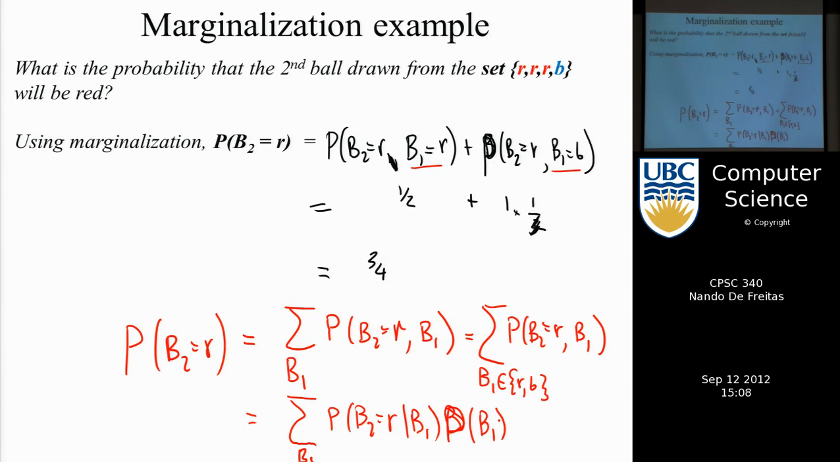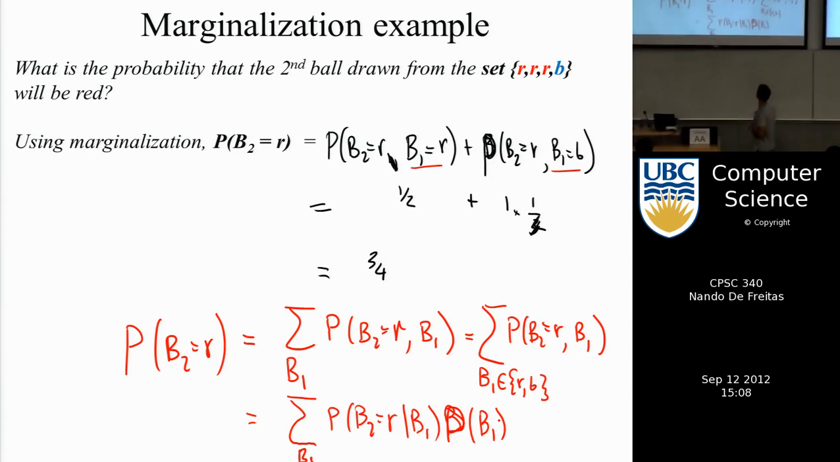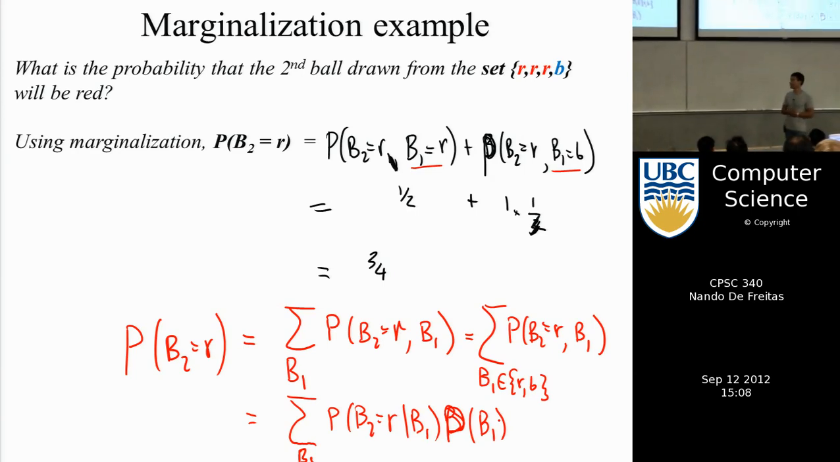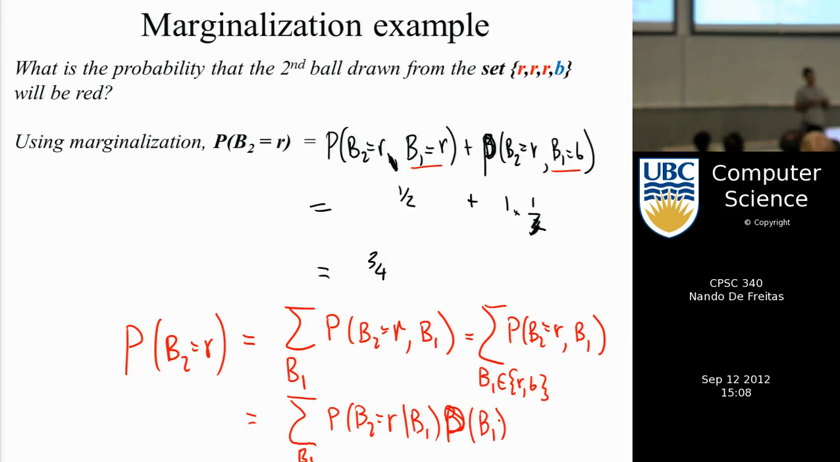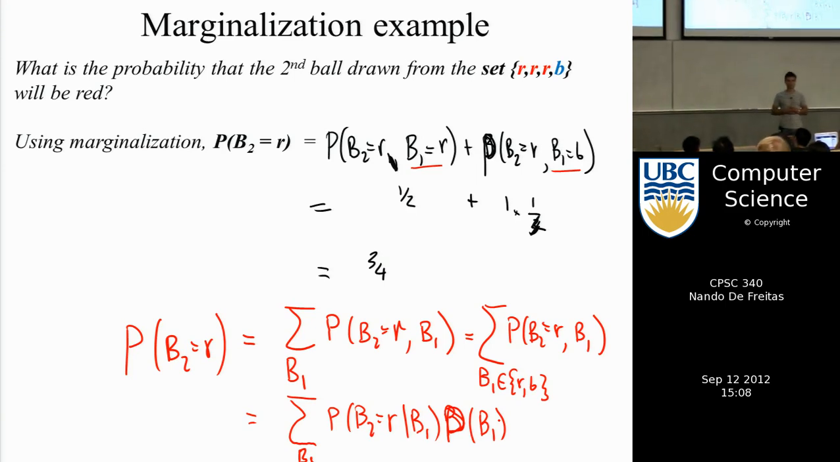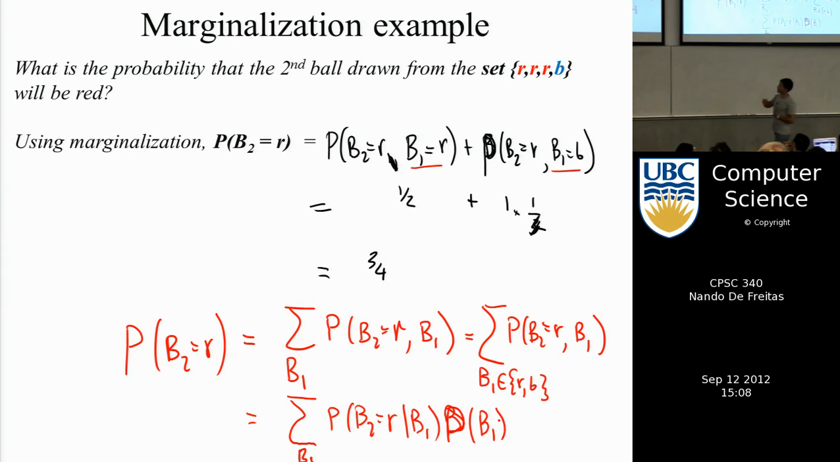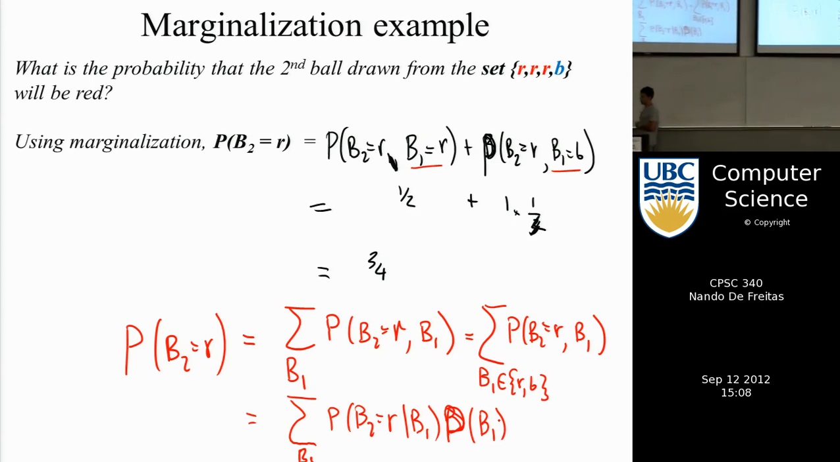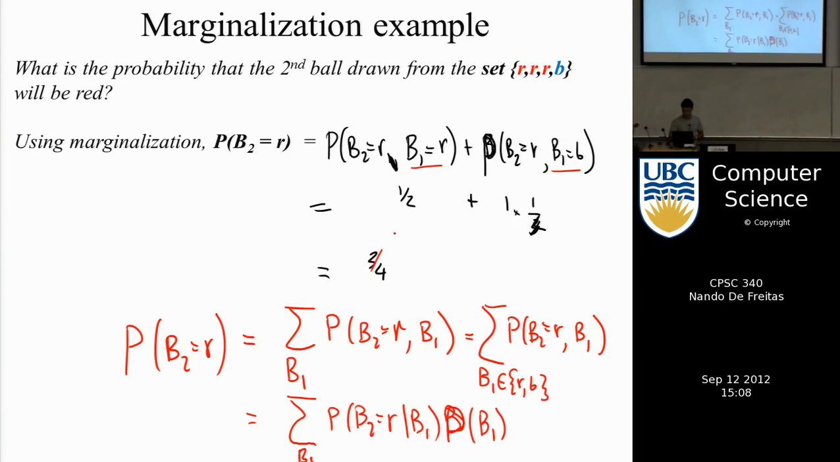All right, so we have many ways of writing the same thing. The first time, I just put a B1 to indicate that I'm summing over B1. But if I'm summing over B1, that means I'm summing over all the possible values that B1 is taking. That's what the second expression is saying. You're summing over all the values that B1 can take, which are red or blue. And then for the last one, I've simply applied the conditioning rule that the joint is the conditional times the marginal.